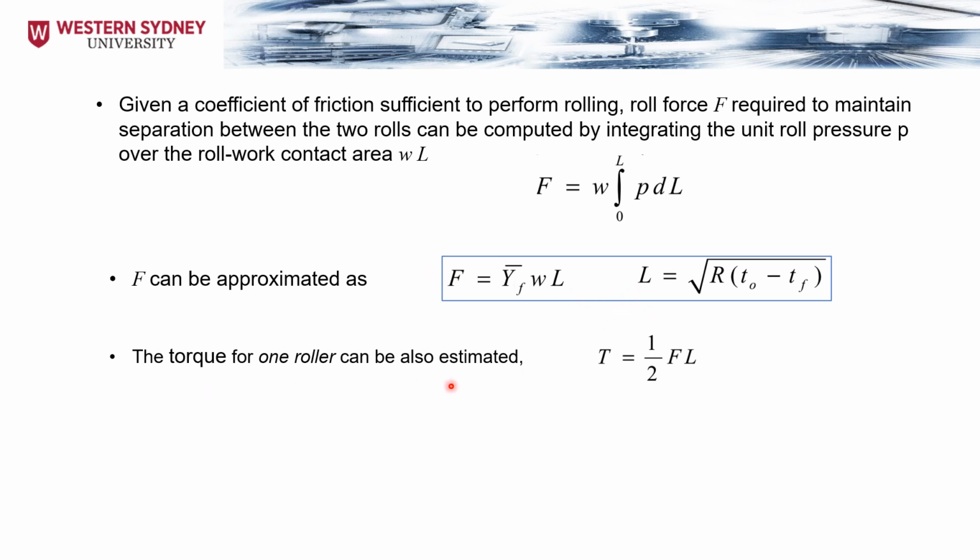Now the torque required to move the rolls is equal to half multiplied by the force multiplied by L. So when you calculate the force, you calculate L, and you use it to calculate the force, then you can use it once again to calculate the torque.